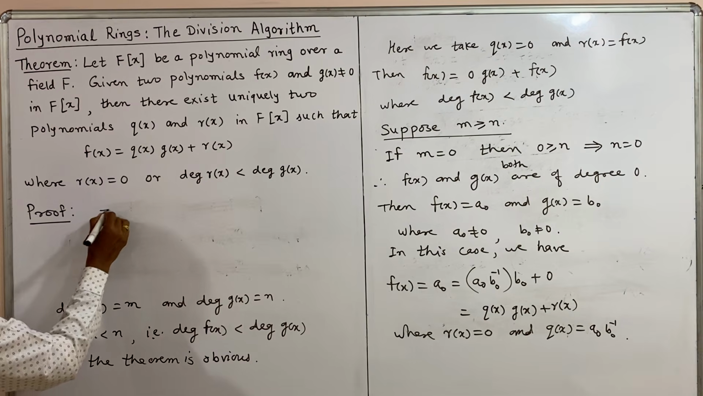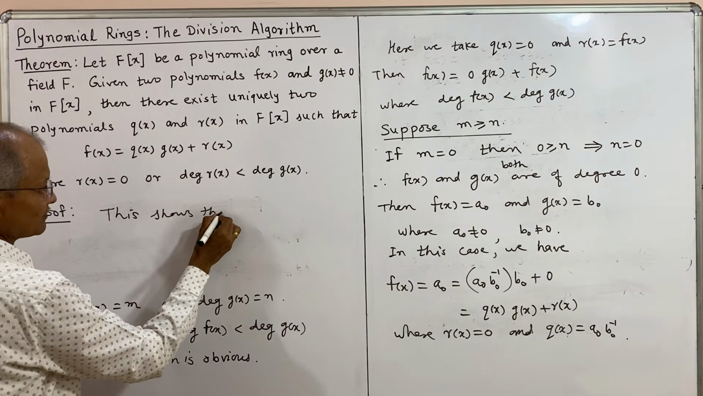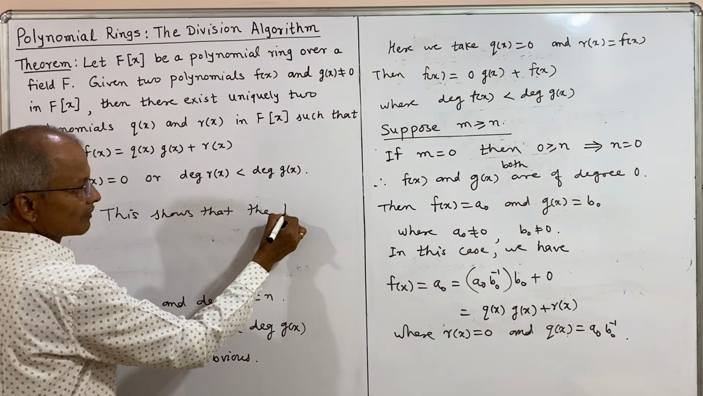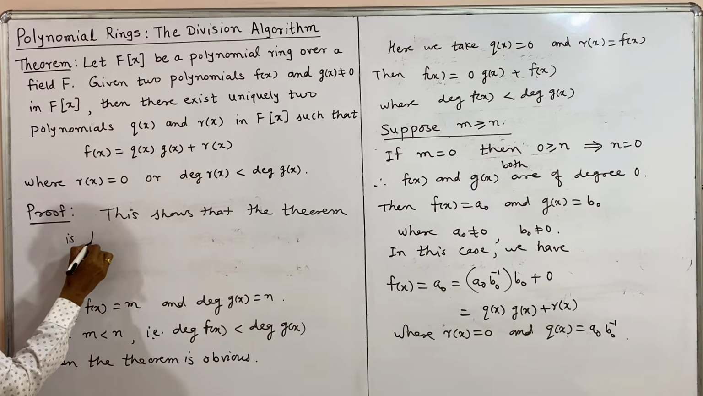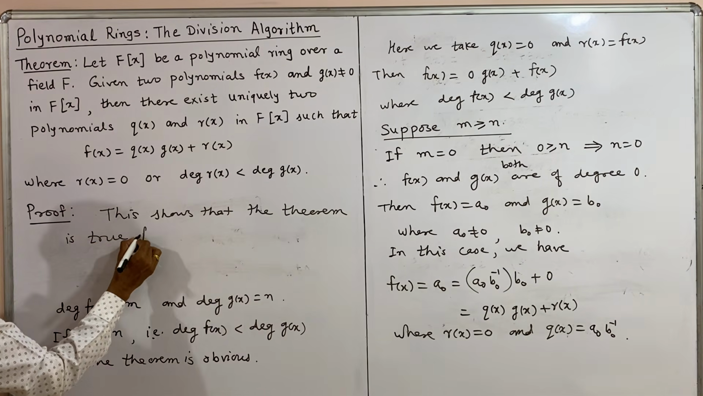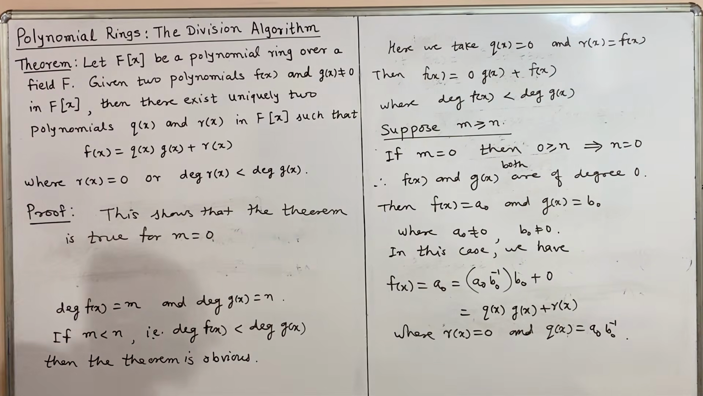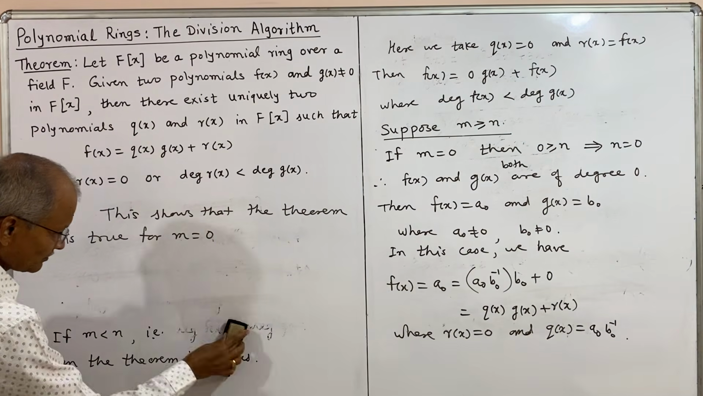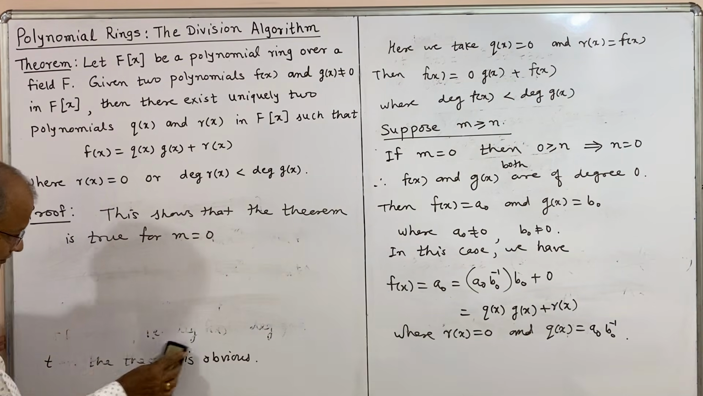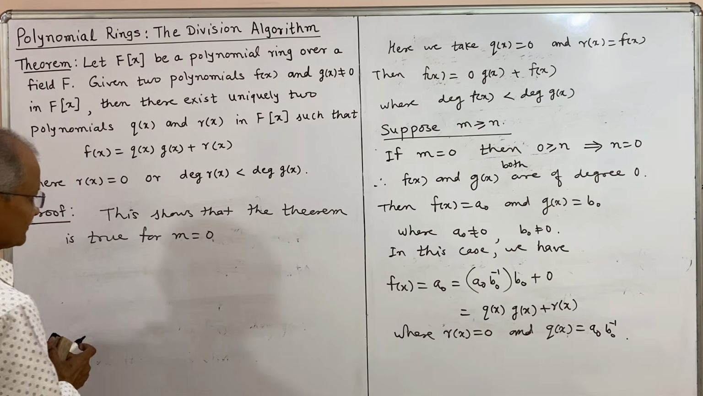So, this shows that the theorem is true for m equal to 0. That is, the theorem is true when m is less than 1. That is, m is equal to 0. That is when m is less than 1.